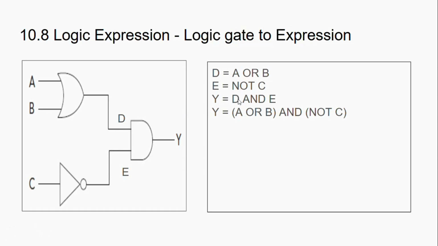Okay, you have to elaborate these variable names, output names, for the actual input. What is the D actually? D is A or B. Do you have any more evaluated expression for the A? No, it is a basic input. We have to just leave it like that. And what is the E value? E value is not C.